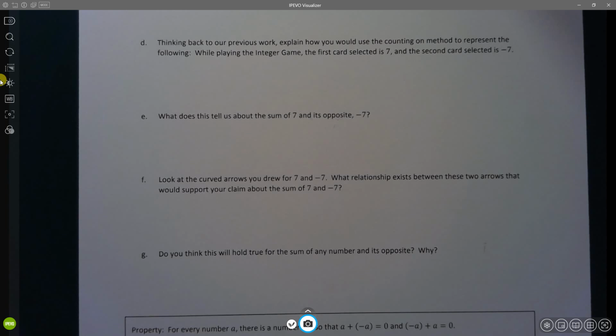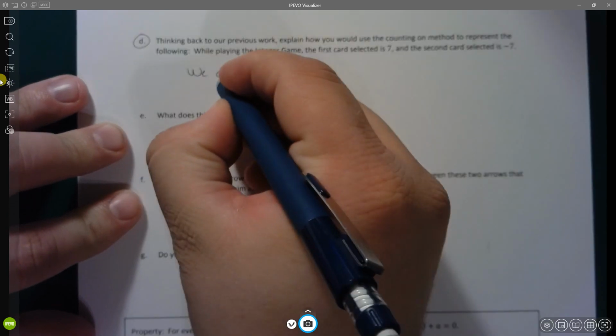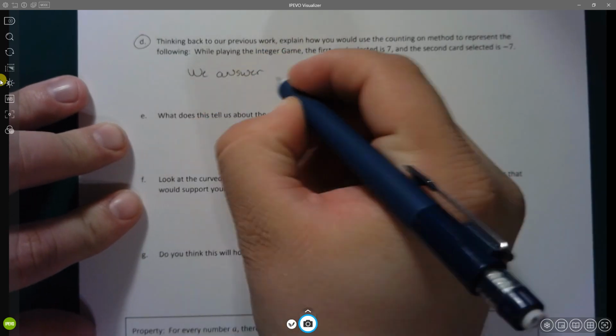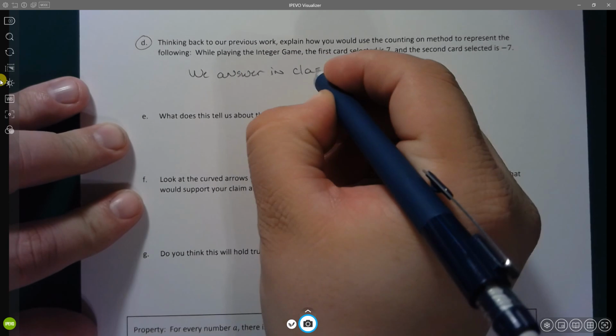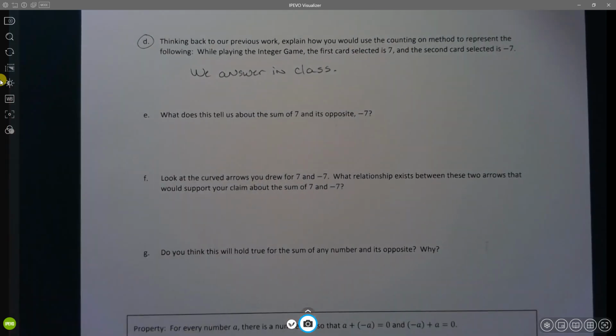Okay, so thinking back to our previous work, explain how you would use the counting on method to represent the following. While playing the integer card game, the first card selected is 7 and the second card selected is -7. I'm not telling you this one. We answer this question in class. I want to know what you think. You tell me that answer.